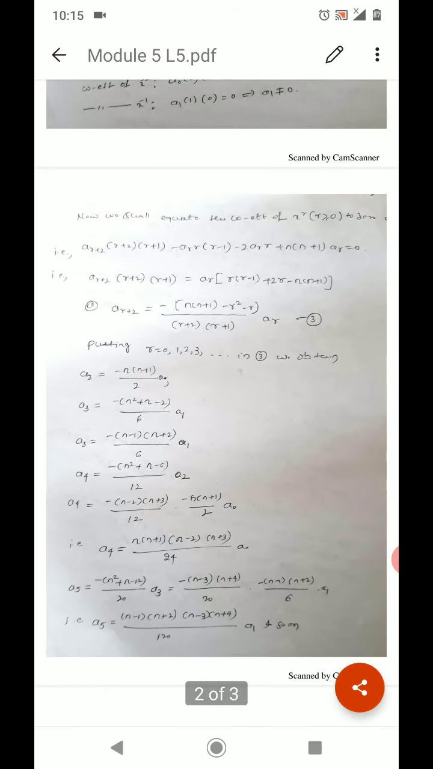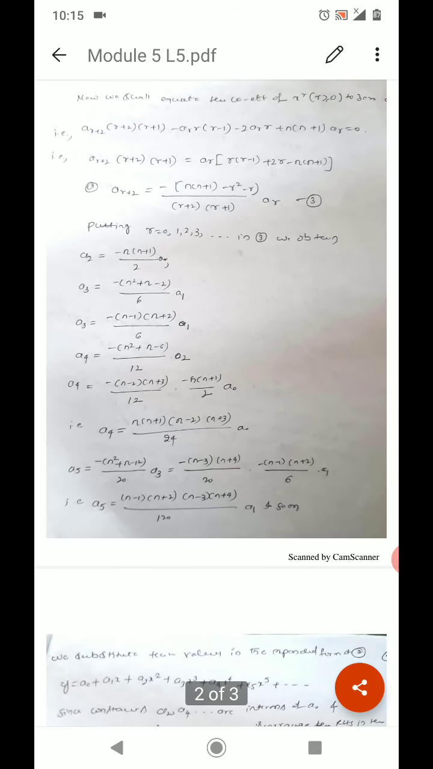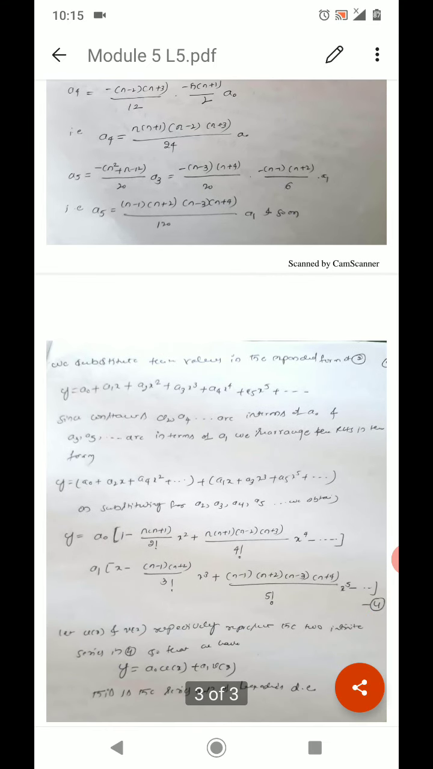Now put the values r is equal to 0, 1, 2, 3 and so on in equation 3. We get a2 is equal to minus n(n plus 1) divided by 2 into a naught, and a3 is equal to minus (n square plus n minus 2) divided by 6 into a1, and so on. Now we substitute these values in equation 2 to obtain y is equal to a0 plus a1x plus a2x square plus a3x cube and so on.